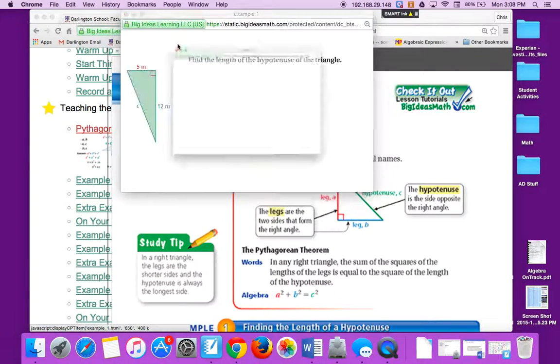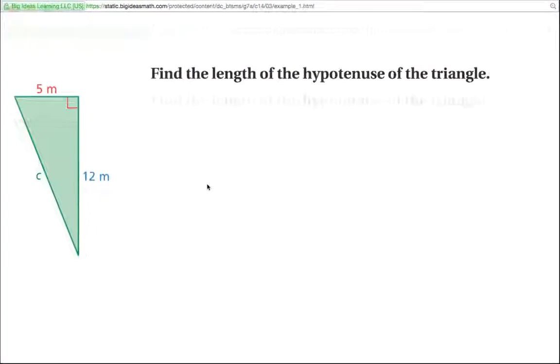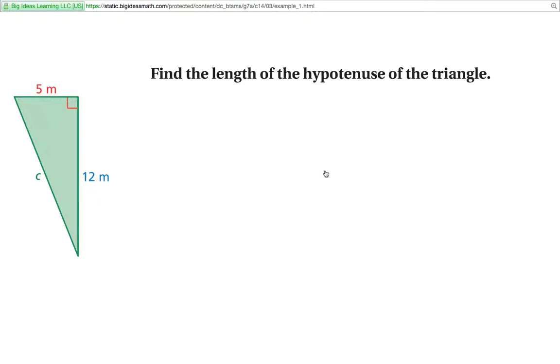Example number 1. Find the length of the hypotenuse of the triangle. So the first thing I recommend doing is writing your formula. Okay, a squared plus b squared is equal to c squared. Now we can plug in our values. This is our a side. You can also make it a b, whatever you want. We just have it color coded to make it easier. So you're going to plug in 5 for a. You have your b side, which is 12, and that'll be squared, and then it equals c squared.